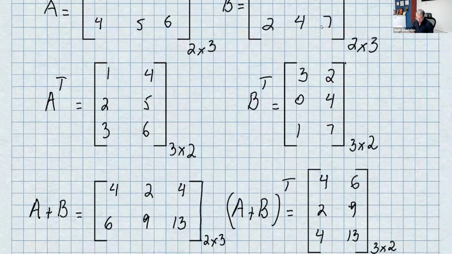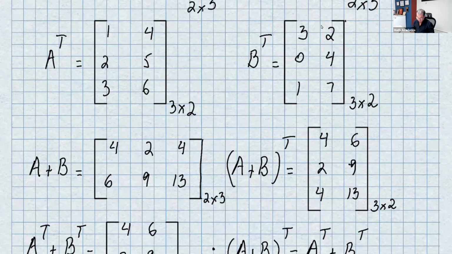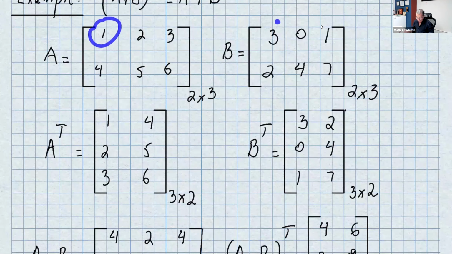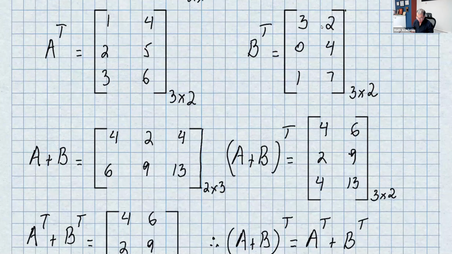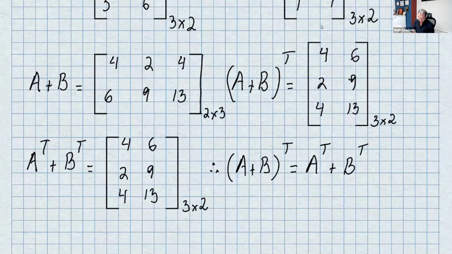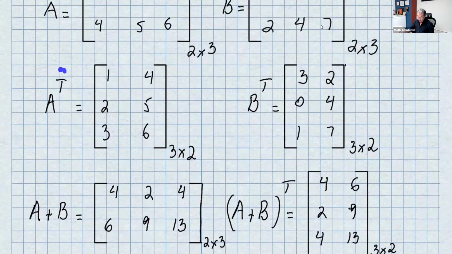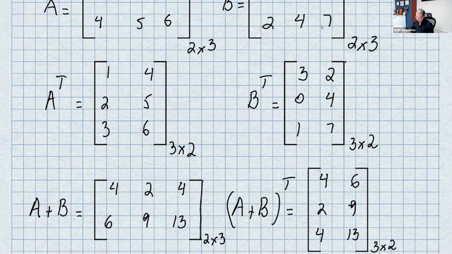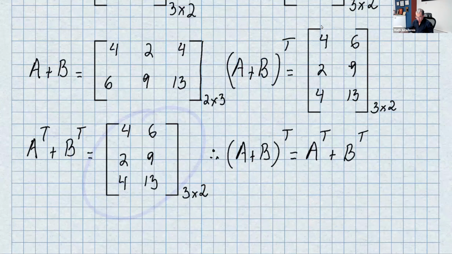If we do A plus B, we just add the corresponding entries. A plus B transpose is the transpose of that matrix, which I wrote here. And A transpose plus B transpose is just adding that matrix to that matrix. So check the notes, and if you add those, you get this matrix. And we see that they are equal to each other.